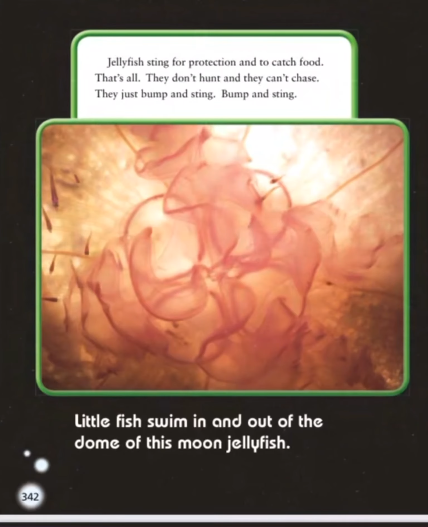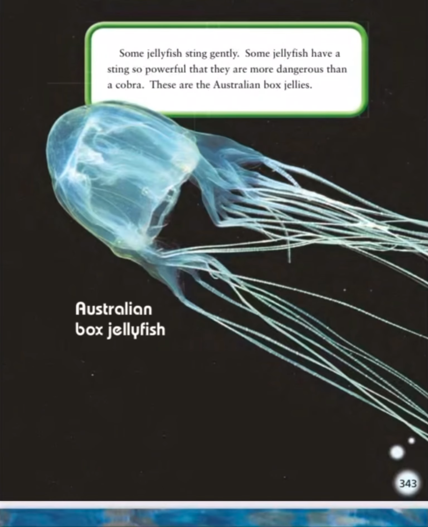Jellyfish sting for protection and to catch food. That's all. They don't hunt and they can't chase. They just bump and sting, bump and sting. Little fish swim in and out of the dome of this moon jellyfish. Some jellyfish sting gently. Some jellyfish have a sting so powerful that they are more dangerous than a cobra. These are the Australian box jellyfish.